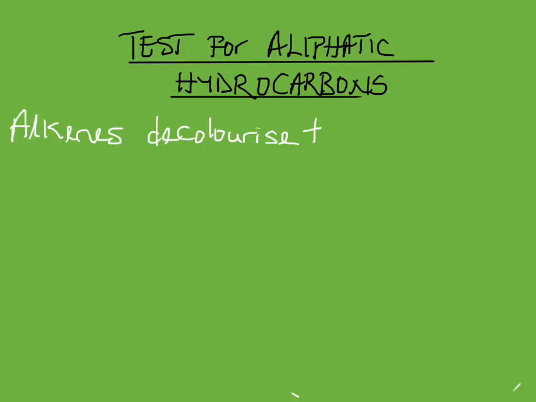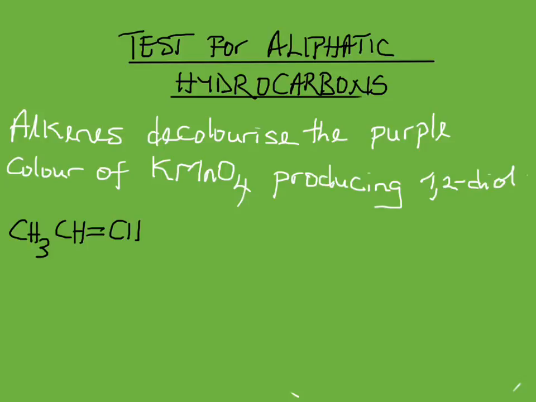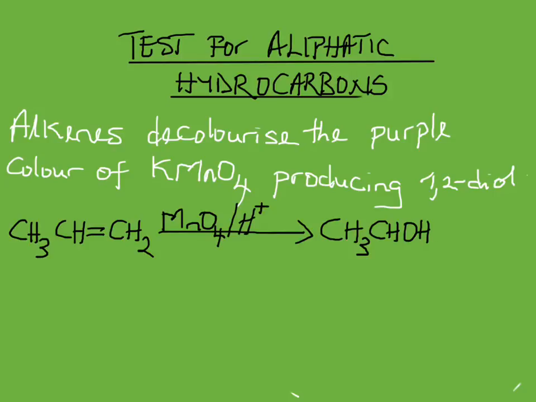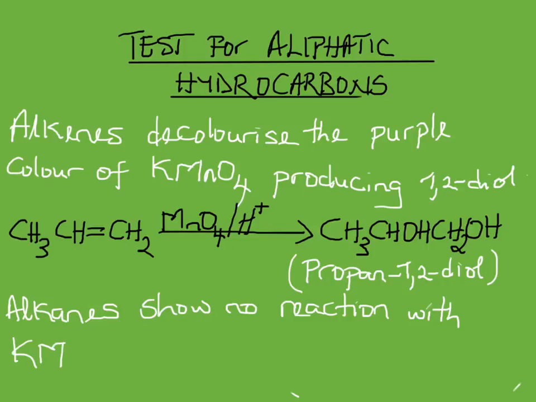Alkenes decolorize the purple color of potassium permanganate, producing 1,2-diol. That you can see from the example there. Propene reacting with acidified potassium permanganate to give us propane-1,2-diol. Alkanes show no reaction with potassium permanganate.